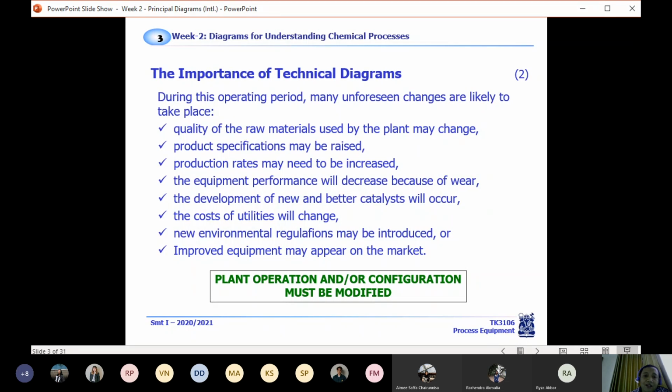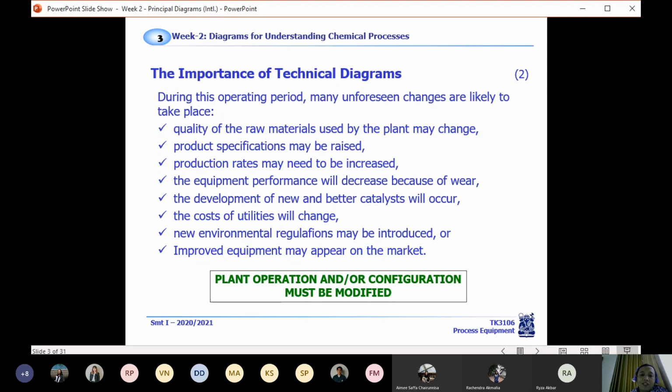For example, as shown here, the quality of the raw material may change. Sometimes it is difficult to say what the changes in the material are. The best way is to show it in the process flow diagram. The change may be in composition, for example one specific component is higher compared to the others. We can put it in the table of mass and heat balance in the process flow diagram, and then deliver that information.